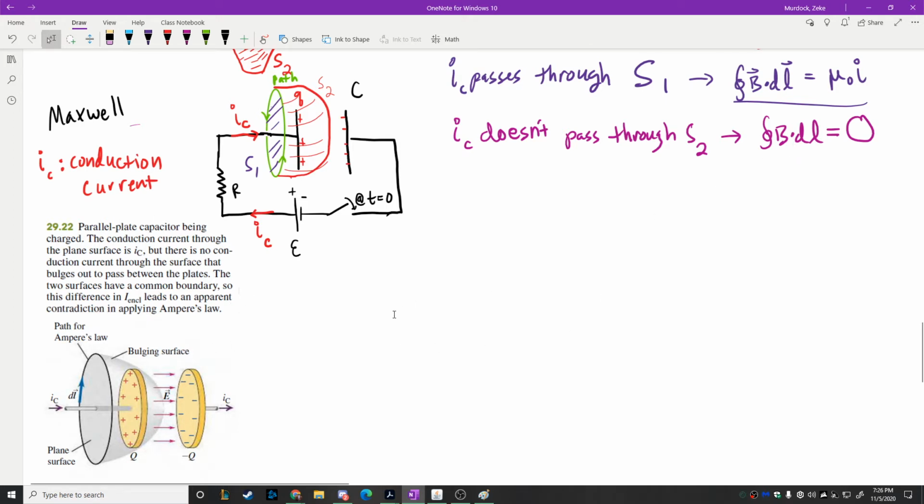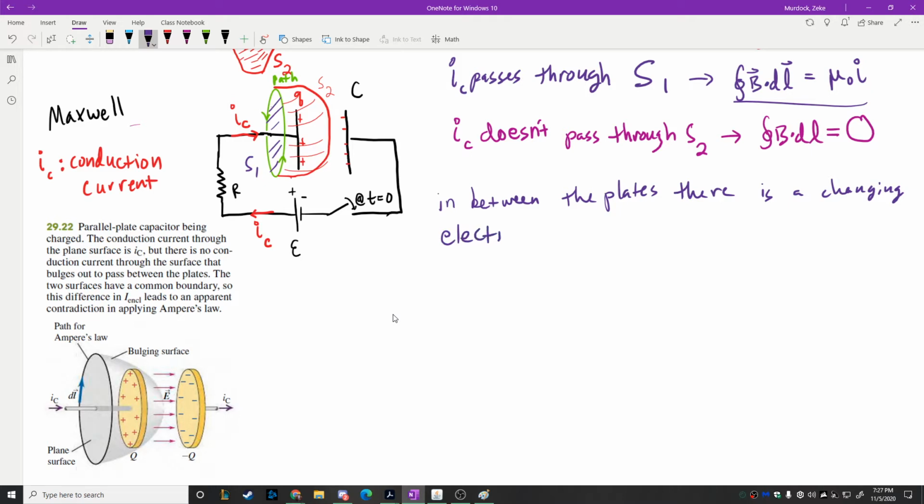This is what Maxwell did to solve this problem. So Maxwell said, in between these plates, there is a changing flux. And it's not a magnetic flux, it's a changing electric flux. And we can even figure out exactly what it would be.